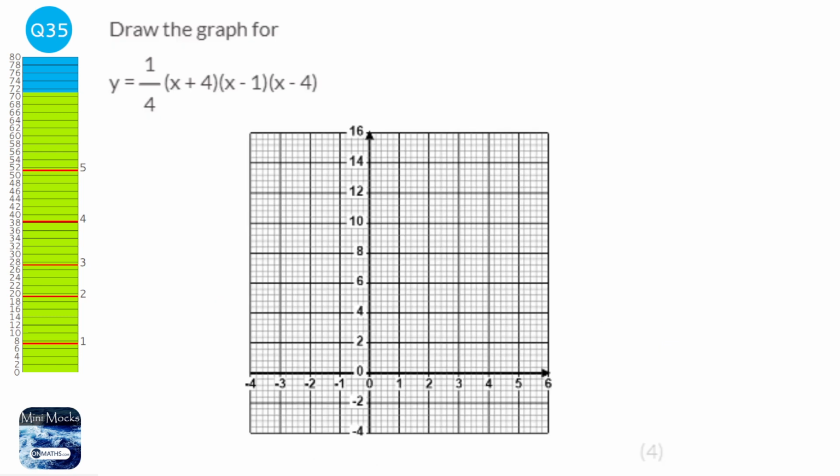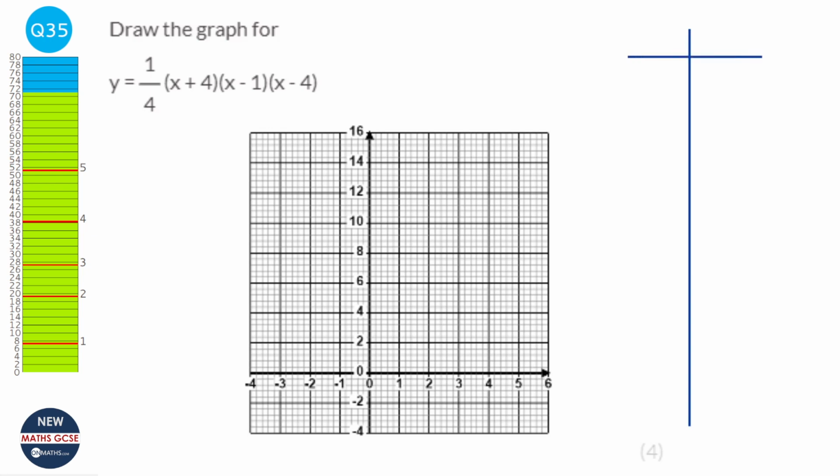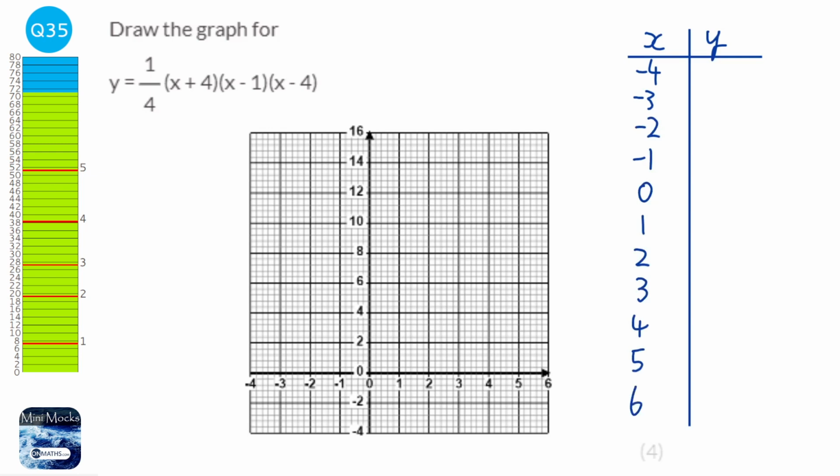When drawing a quadratic or a cubic or reciprocal graph, you've got to make sure that you find as many coordinates as you can with curves. With a linear graph, the minimum you need is 2, and we normally take 3 coordinates. With a curve, we need loads. So I'm going to pick loads of x coordinates. So I'm just going to pick all of the integers, lots and lots. And I'm going to find out what the y coordinate is.